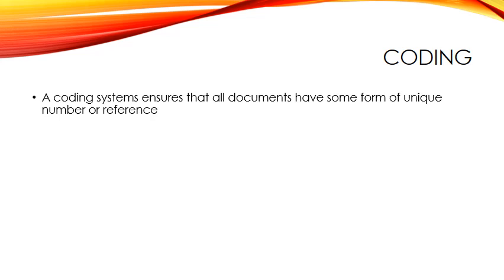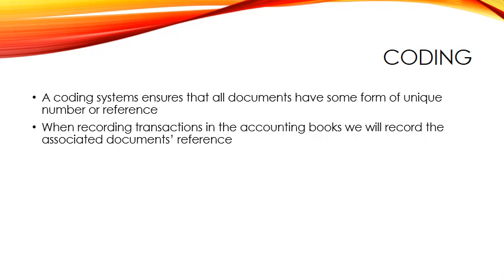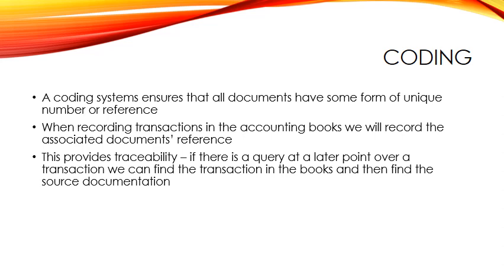So what is coding? Well, a coding system makes sure that all documents have some form of reference number that's unique to that document, and that we record that reference in our accounting books so that there's what's called traceability. So if there is a query at a later point, we can go to that transaction in the books. We can then identify which document that transaction relates to, and we can then find that document nice and easily and hopefully resolve any query or dispute.